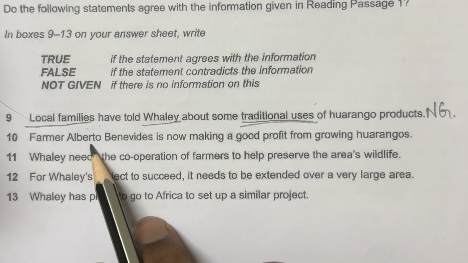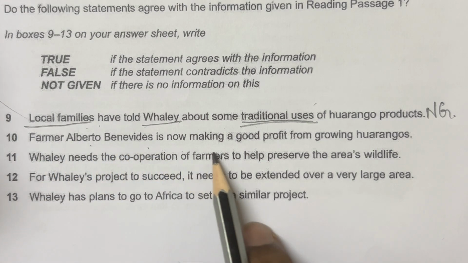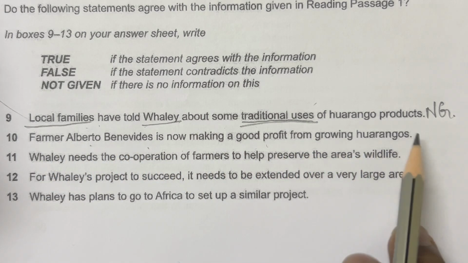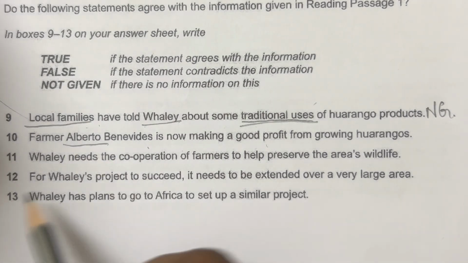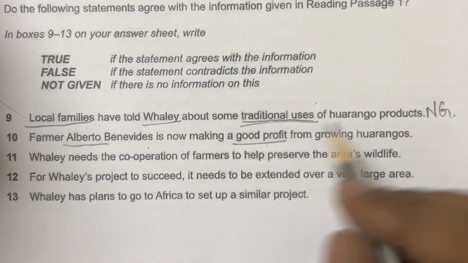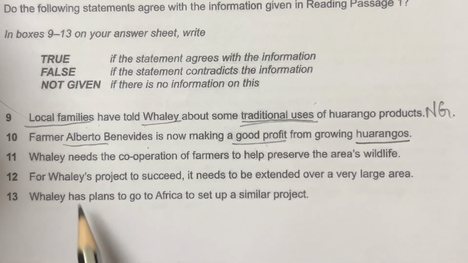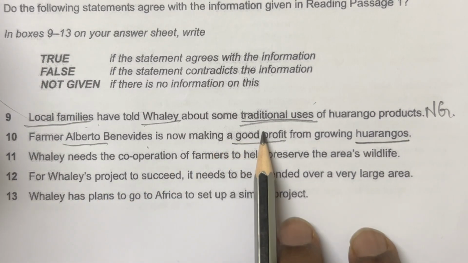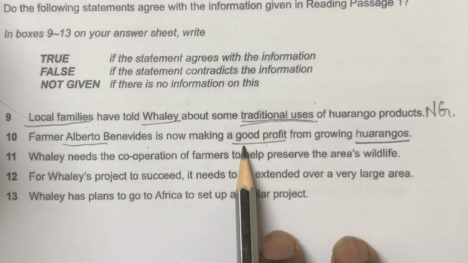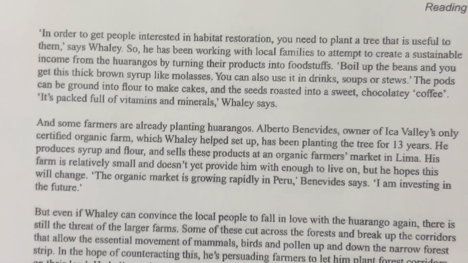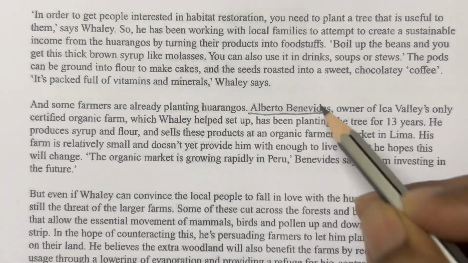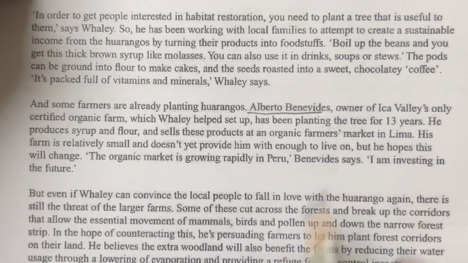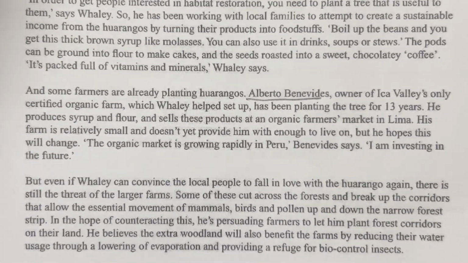Farmer Alberto Benavides is now making a good profit from growing Hurangos. So we have one guy here, Alberto, who is now making a good profit from growing Hurangos. Whether this guy is making a profit or a loss or nothing is mentioned, that we have to check now. So where can you see the name Alberto? Yes, in this passage, right? Alberto Benavides. So let's read this passage and get some idea about him, okay?